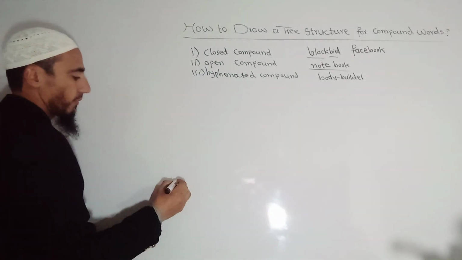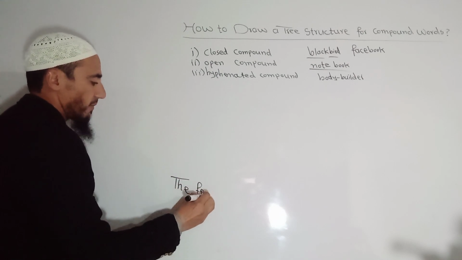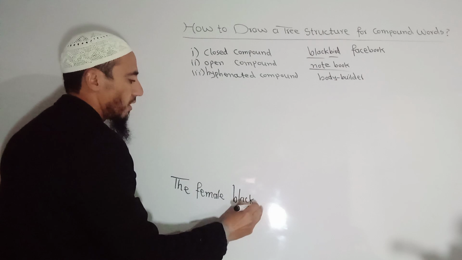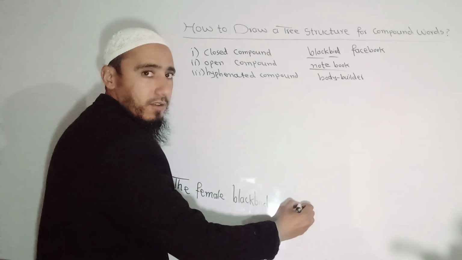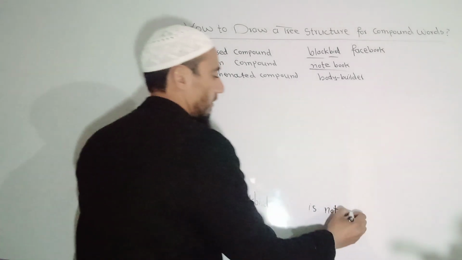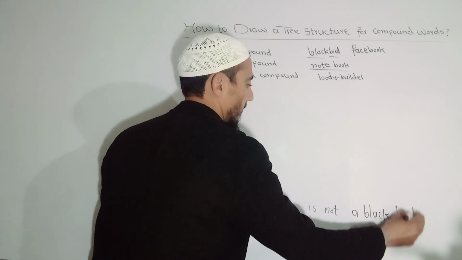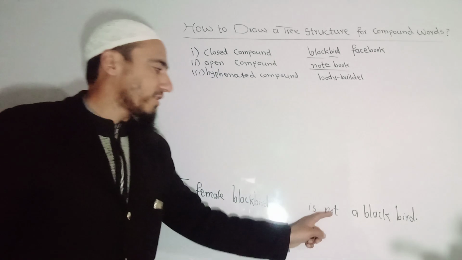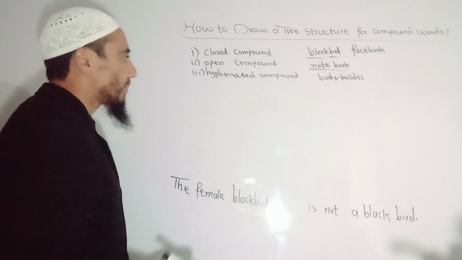For example, see, I'm writing a sentence. The female blackbird is not a blackbird. I'm repeating the sentence. The female blackbird is not a blackbird. Let me draw the tree diagram of it so that you know it practically.